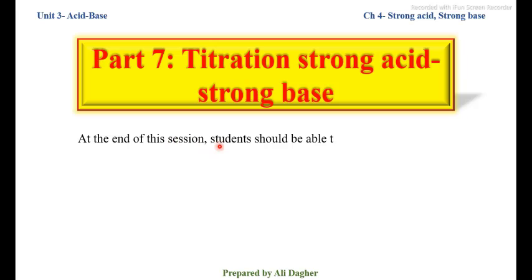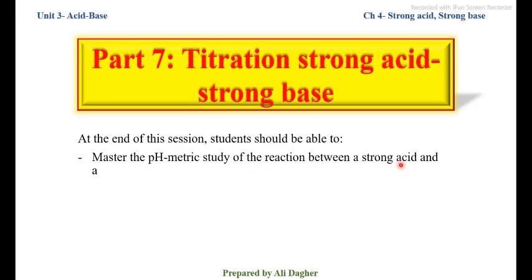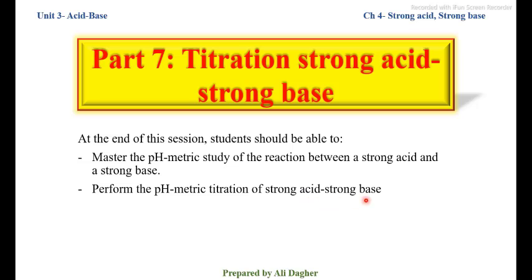At the end of this session, students should be able to master the pH metric study of the reaction between a strong acid and a strong base, and perform the pH metric titration of strong acid, strong base.